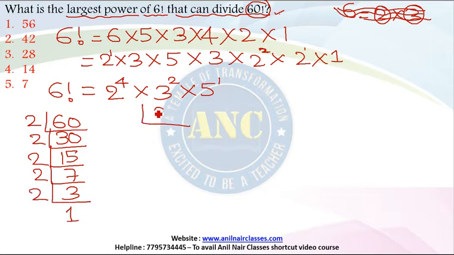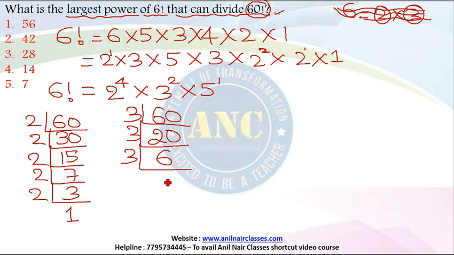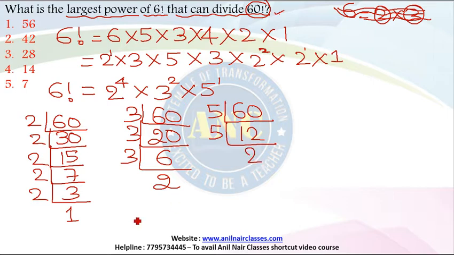Similarly, the same number 60 when divided by 3: 3 into 20 is 60, then 3 into 6 is 18, and 3 into 2 is nothing but 6. I cannot further decompose. Same number 60 divided by 5: 5 into 12 is 60, 5 into 2 is 10. I cannot further decompose. So can I write it like this, sir?